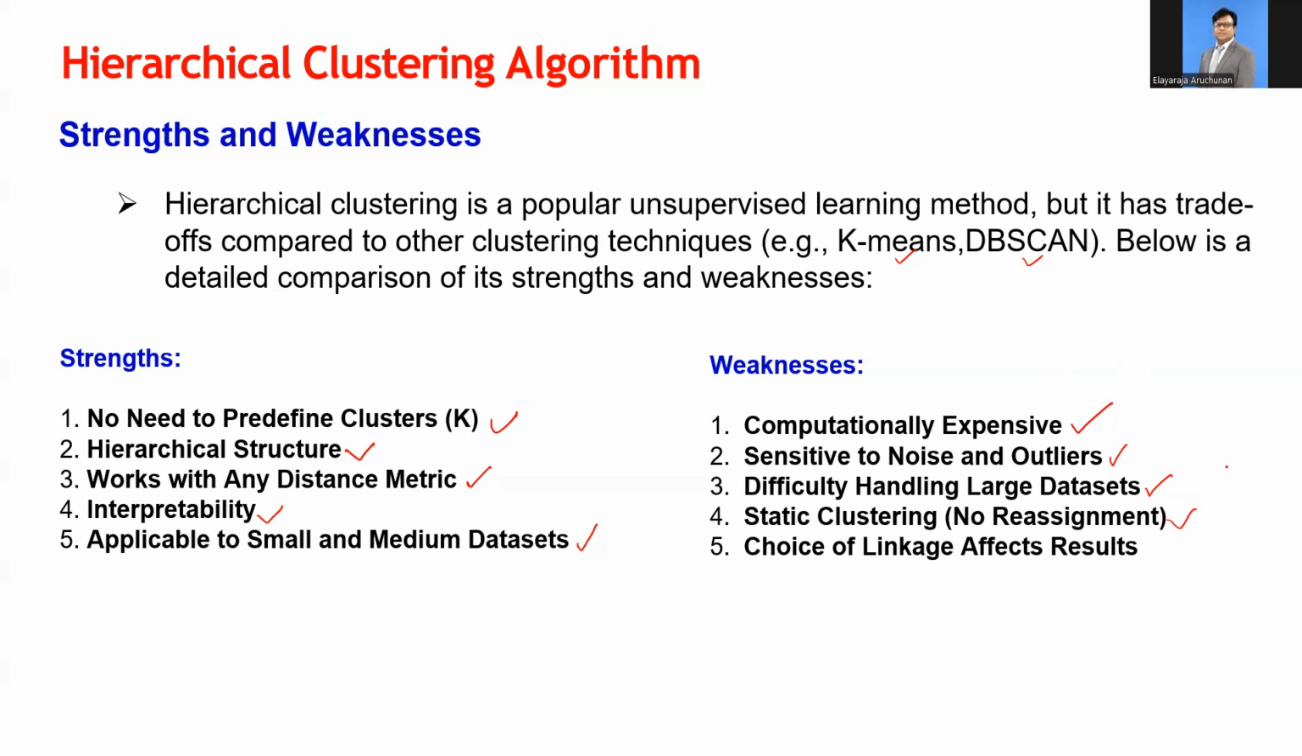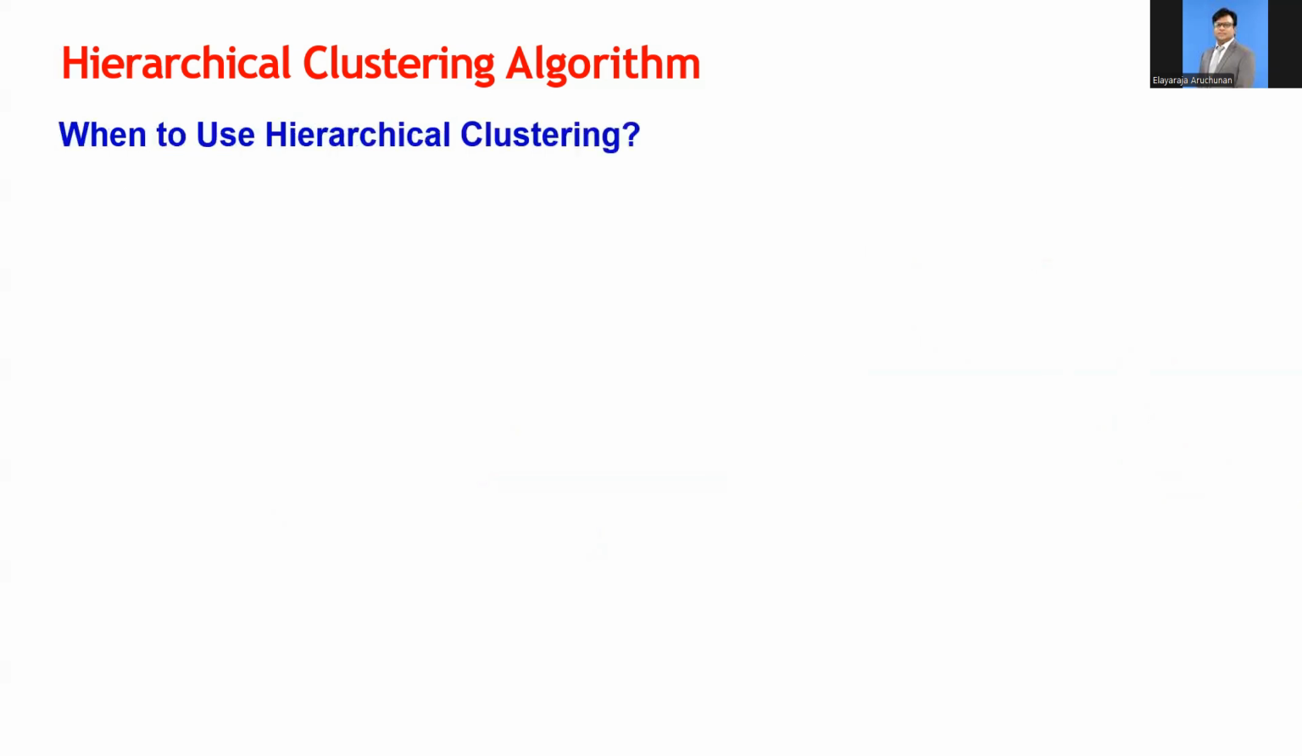And the choice of linkage affects the result. For this case we used one method, but if you use a different type of linkage, it will affect the result. So basically these are the strengths and weaknesses of hierarchical clustering. Now, when to use hierarchical clustering.